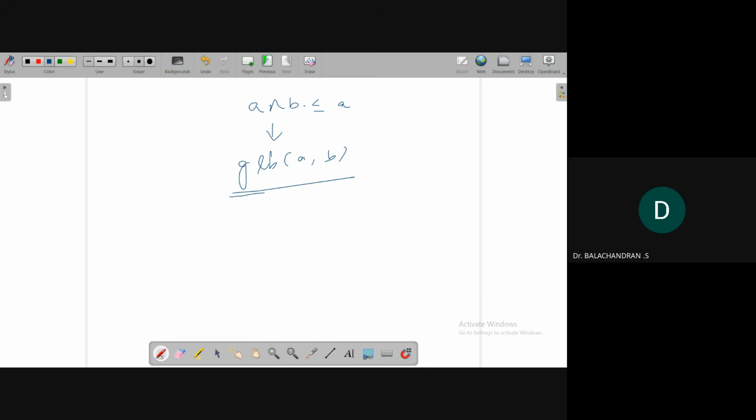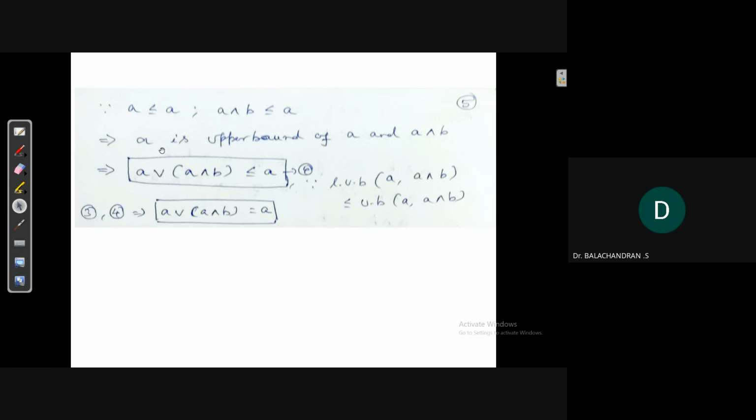This is the greatest lower bound of A comma B. Why is this true? Since it is the greatest lower bound of A comma B, it is a lower bound of A comma B. So it is a lower bound of A as well as a lower bound of B. That's why A and B is always ≤ A. Similarly, A and B ≤ B. The reason is this quantity is the greatest lower bound of A comma B, and hence it is a lower bound of A as well as a lower bound of B. But I need only the first one. So that's why A and B ≤ A.